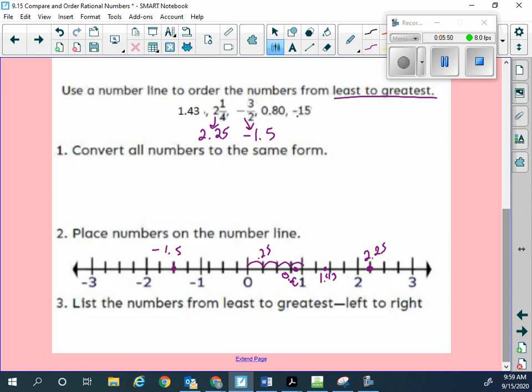Yeah, I would put it between 0 and negative 0.25, so somewhere about here. Now don't start messing up. What did we find?